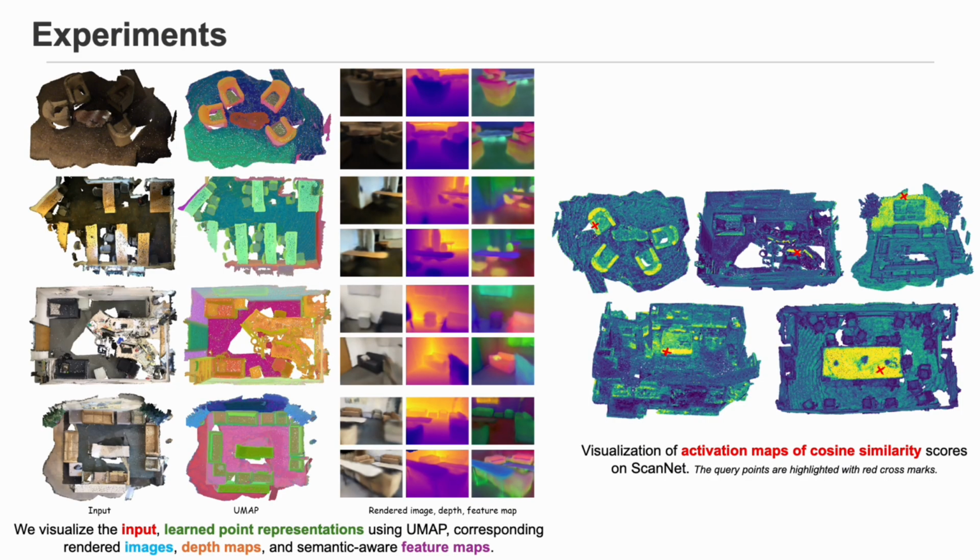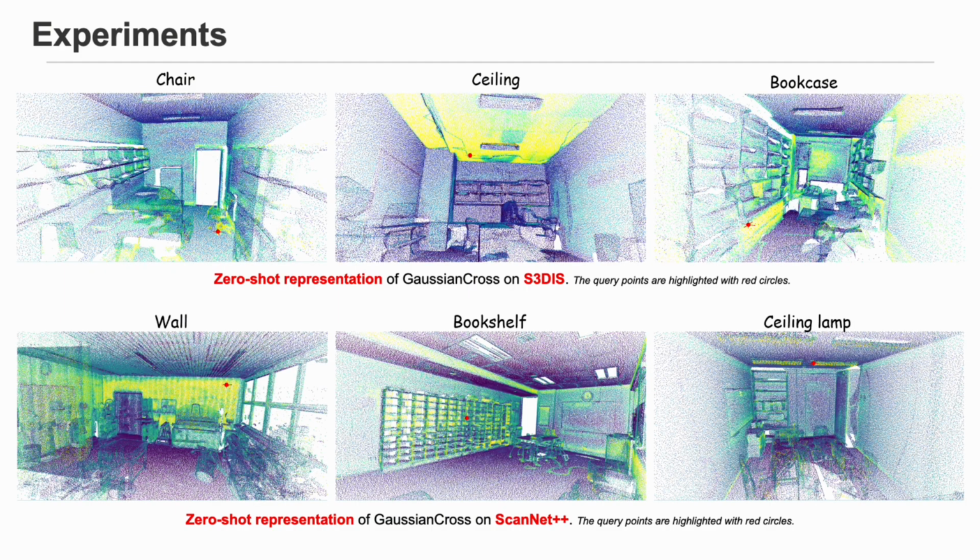To further validate the feature quality, we visualize the dense spatial matching results in the right figure by calculating the cosine similarity between the query point and others. Moreover, we visualize the zero-shot representation on S3DIS and ScanNet++.